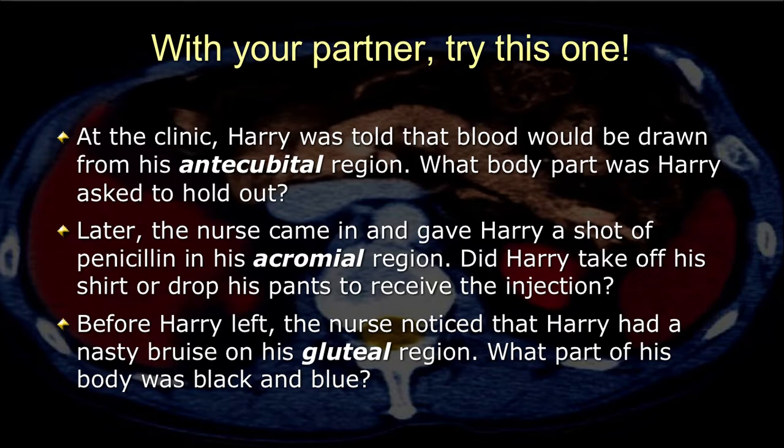All right, guys. So the first one, what did he put out for the cubital region? For this region right here on the inside of your elbow. Good. Okay. Where did he give a shot if it's acromial? Shoulder. Good. And where did Harry have a bruise? His butt. Why did he have a bruise there? We don't know. Because he's not get a shot there.